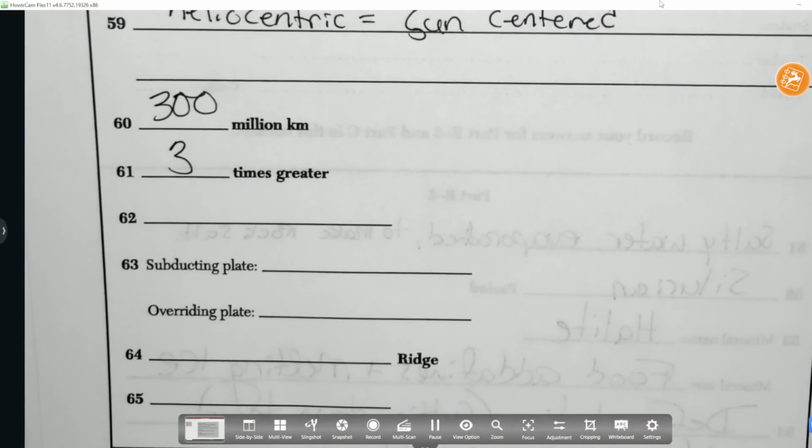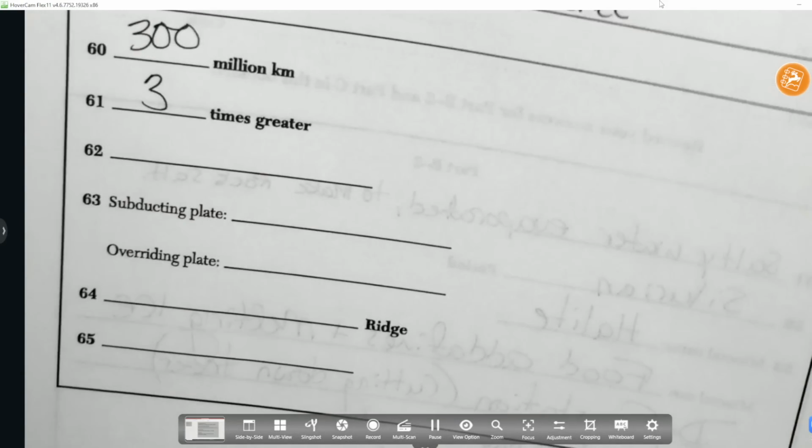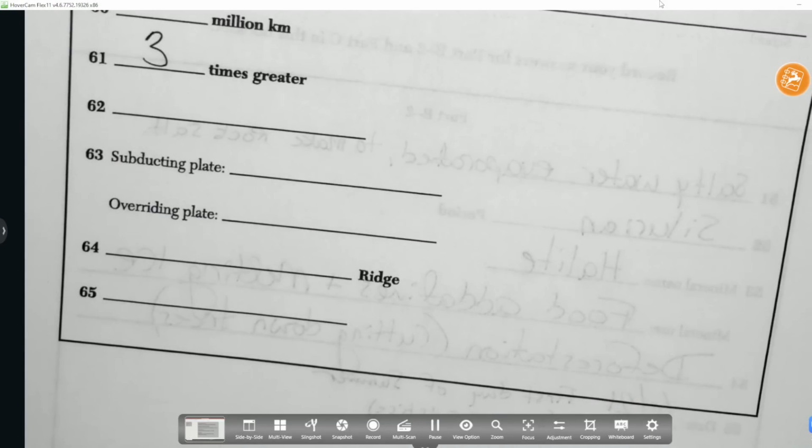All right, we are going to continue work on this tomorrow. We've got questions 62 through 85 to wrap up. We'll get those done. Piece of cake.